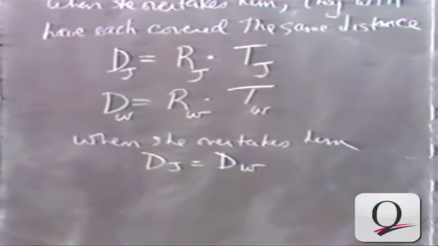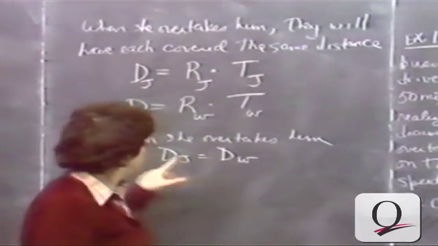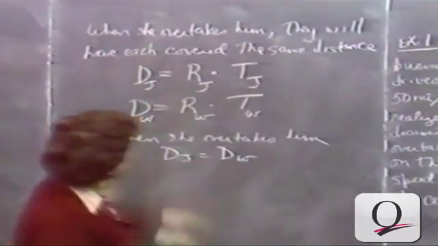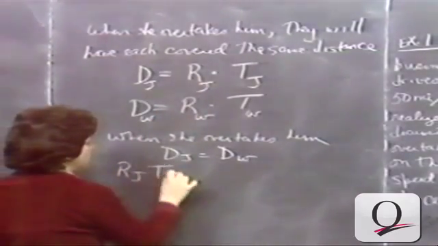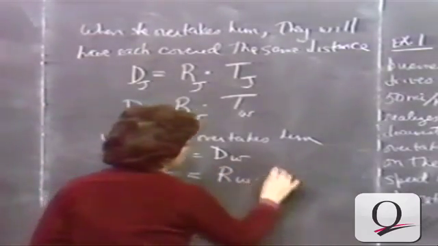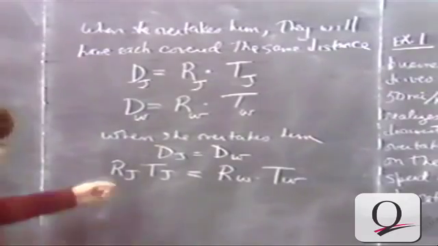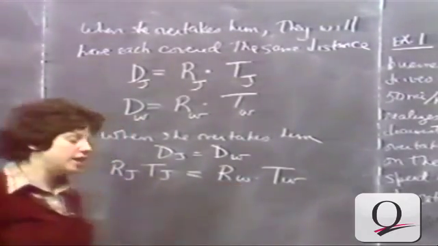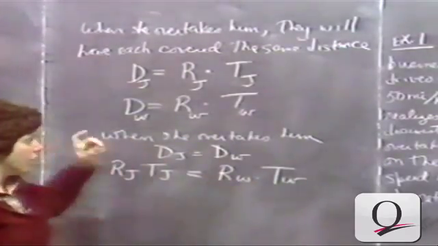Okay, now let's see what information is provided for us in the problem. We're trying to set up an equation. dj is equal to dw. Now, dj is rj tj, and dw is rw tw. In the problem, we are told rj and rw, the rate that Jack is traveling at and the rate his wife is traveling at.